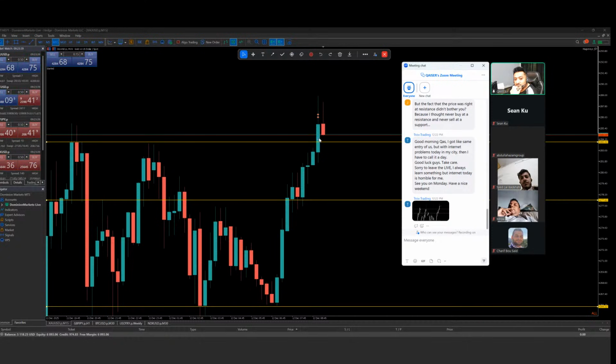Not a single candle printed like this when I executed. Look at the previous candle sizes and look at this single candle size, and look at the movement, how quickly it went in my favor, and how quickly I managed the trade and secured some money there.